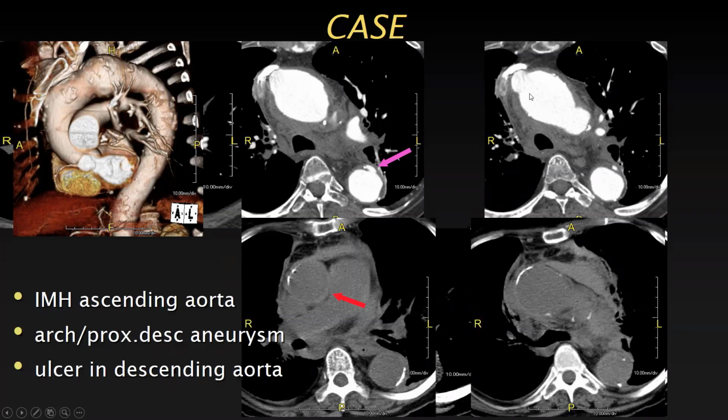Then she also has a relatively wide aortic arch. So this arch here and proximal descending aorta, they're relatively dilated, relatively ectatic. And then she has also an ulcer in the proximal descending thoracic aorta. Okay, so my question to you is, what is the culprit lesion that causes the patient's mediastinal hematoma?